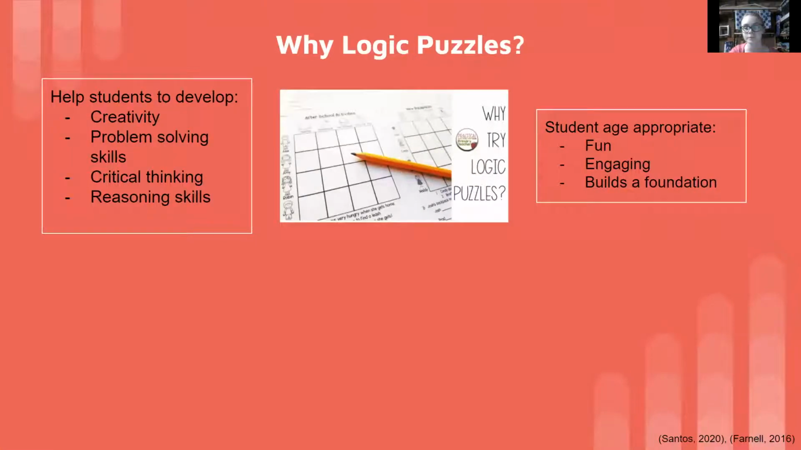Logic puzzles are relevant because they help students to develop their creativity and problem-solving skills. These sorts of puzzles encourage students to be thoughtful in their understanding of the question, exploring it with ideas, other examples, and physical demonstration. Naturally, students are drawn to these types of activities because they are fun and engaging, and thus the students are more invested in the problem.